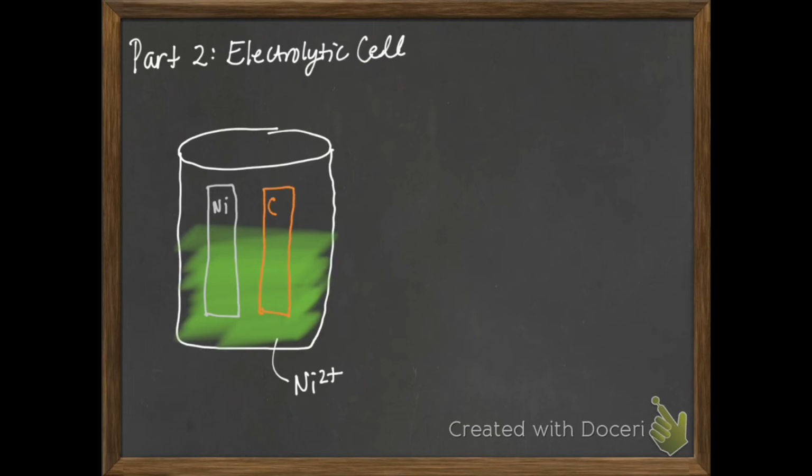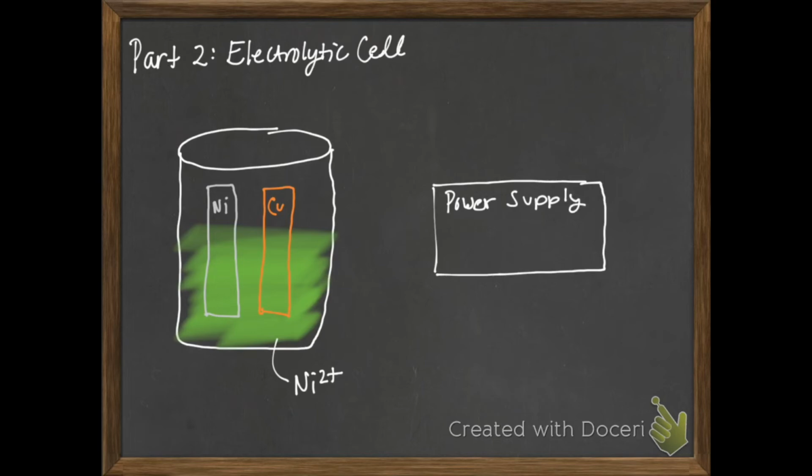And our electrolytic cell is hooked up to a power supply. A power supply is needed to drive the reaction in an electrolytic cell. So in this case, here's our power supply, and our power supply has a positive terminal and a negative terminal. And the negative terminal is going to be attached to copper. We're going to force electrons into copper, and then the positive terminal is attached to nickel. We're going to pull electrons from nickel.